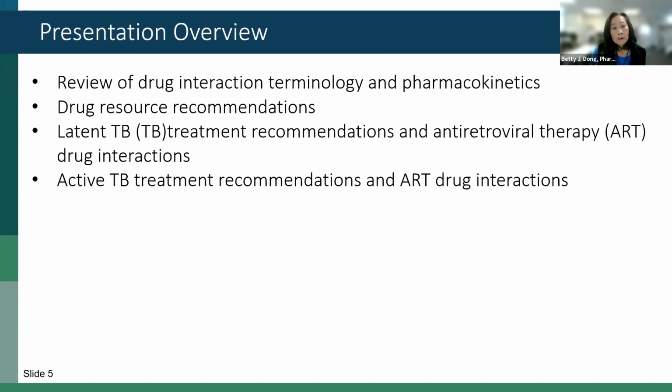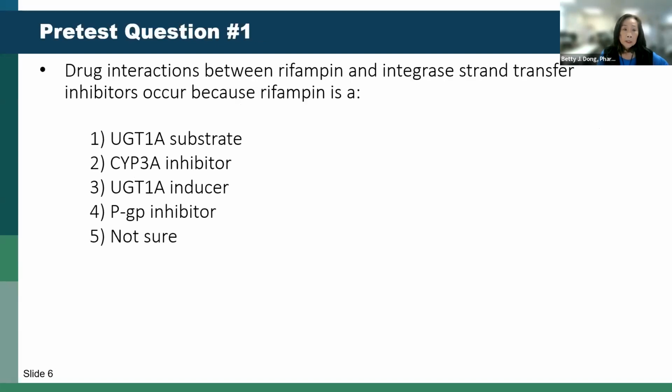So what I'm going to cover in the next hour is to review some of the drug interaction terminology, which we need to understand, sort of the pharmacokinetics. But I'm also going to share with you some of my favorite drug resource recommendations to help you identify drug-drug interactions. And of course, we're going to summarize some of the latent TB recommendations and antiretroviral drug interactions and make some recommendations. So this is our first pretest question.